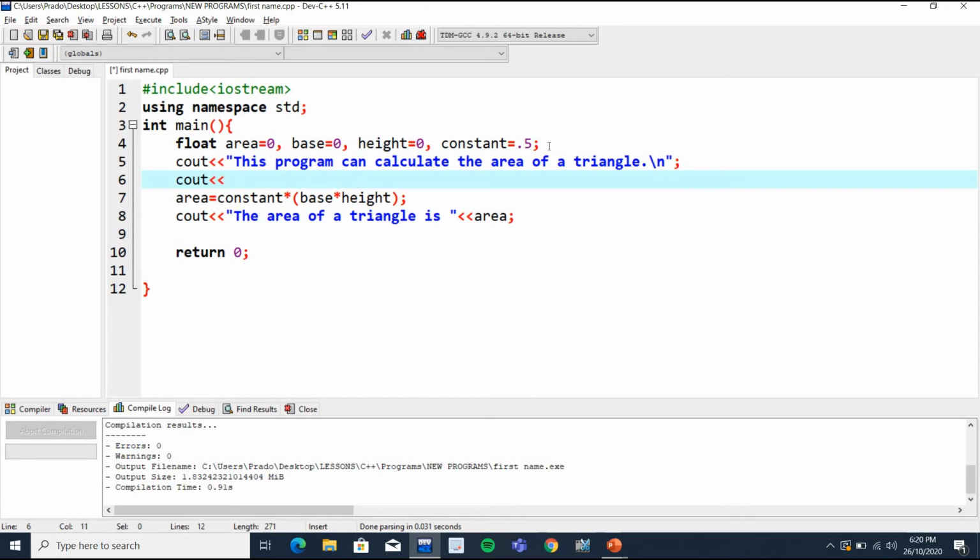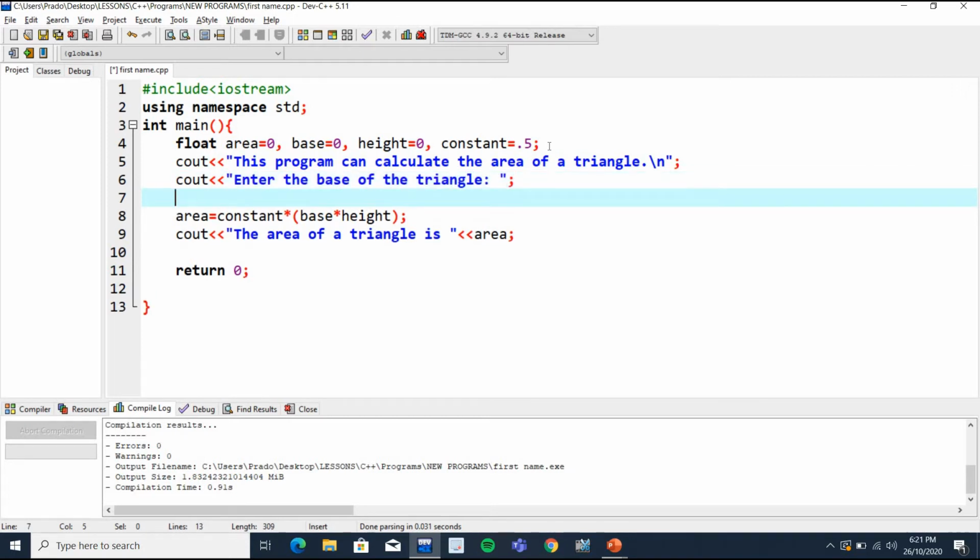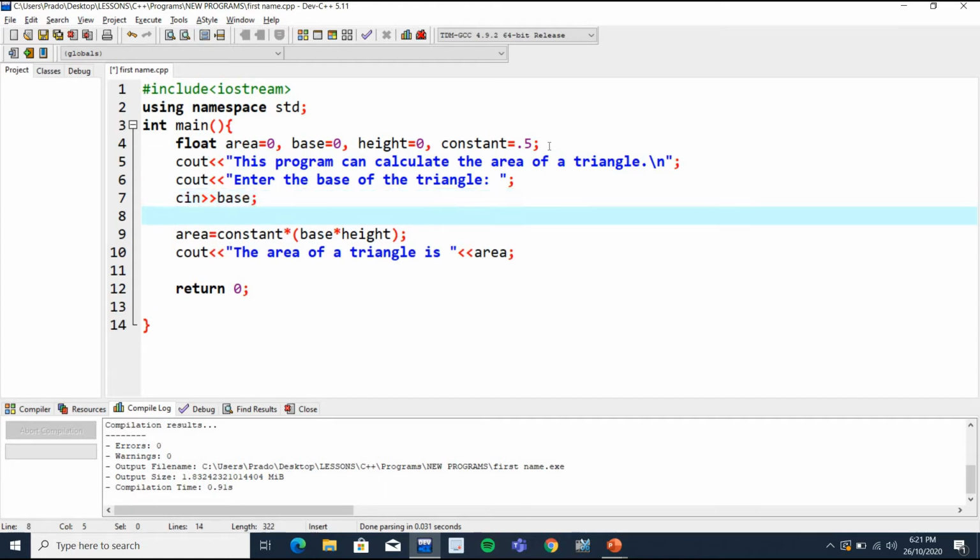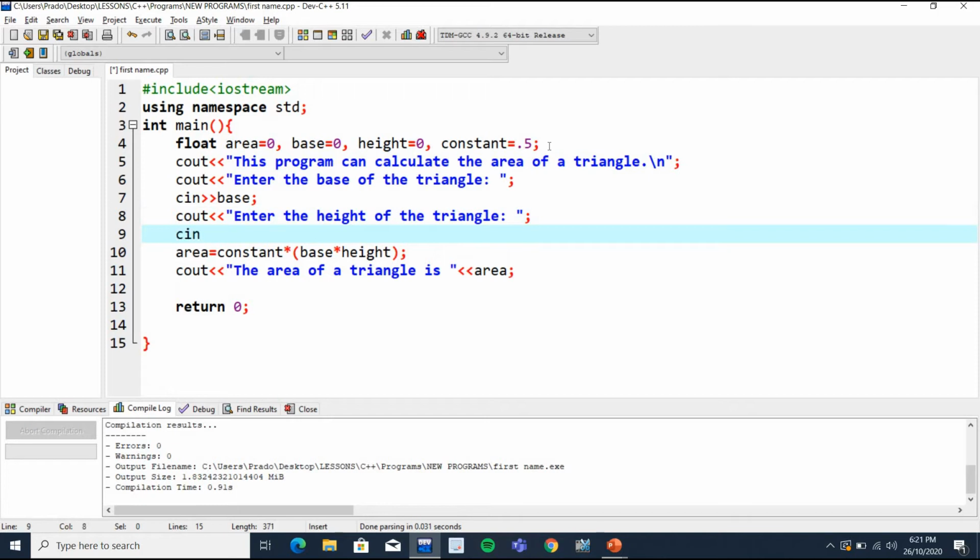So, cout, enter the base of the triangle, and then semicolon. Saan natin ilalagay si base? And then, so, cin, and then base. Next, cout for the height. Enter the height of the triangle, semicolon, and then cin. Next is the height.